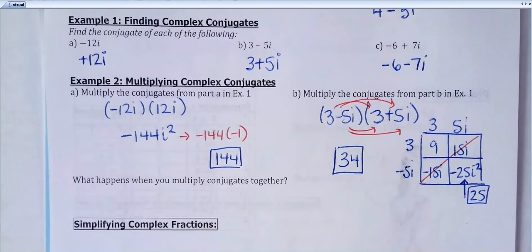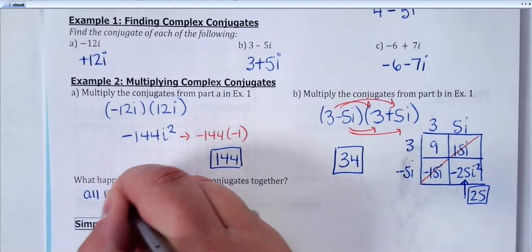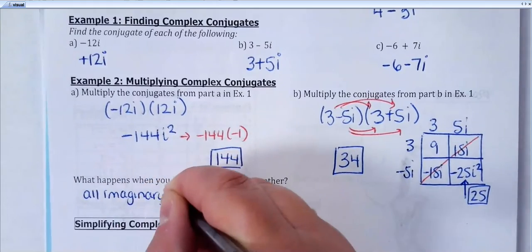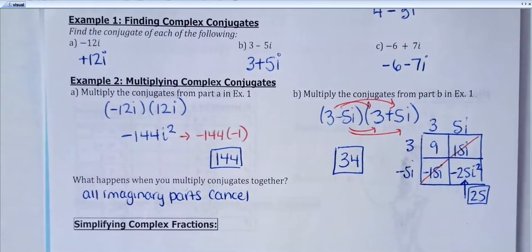So what do you guys notice is happening if I multiply conjugates together? Are we noticing anything? The middle term cancels out. And is there anything else you notice? Yeah, it cancels out that middle term, so it cancels out all the imaginary parts. So I'm going to write that all imaginary parts cancel. So if you multiply conjugates together, that'll get rid of any i that you might have, which we are going to actually need to use in a couple of these problems where we're going to do the division.